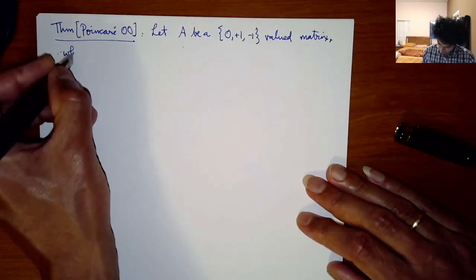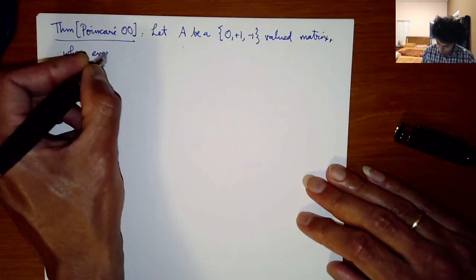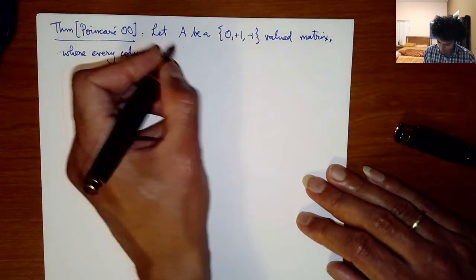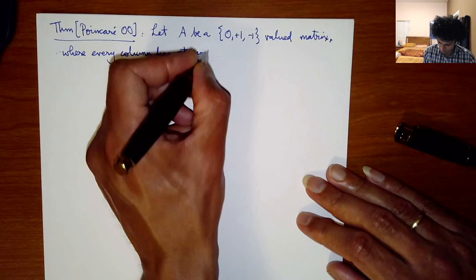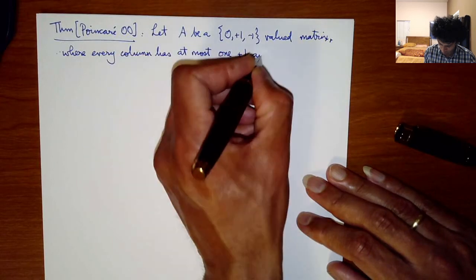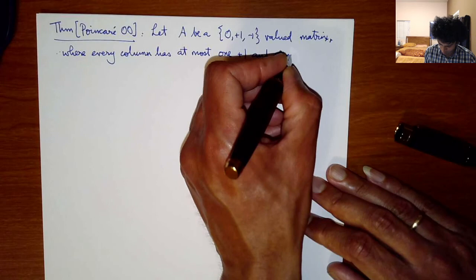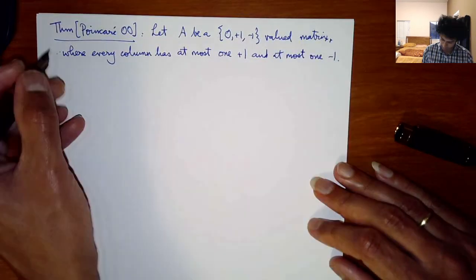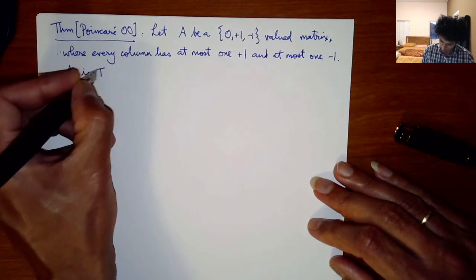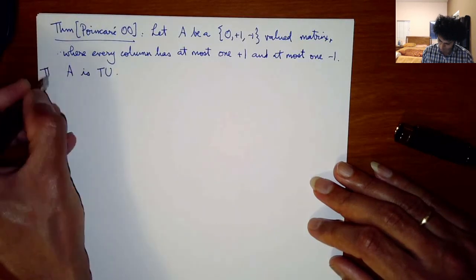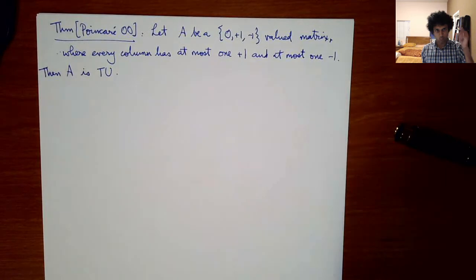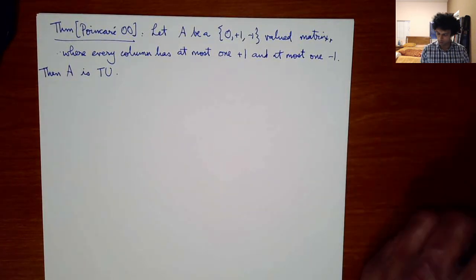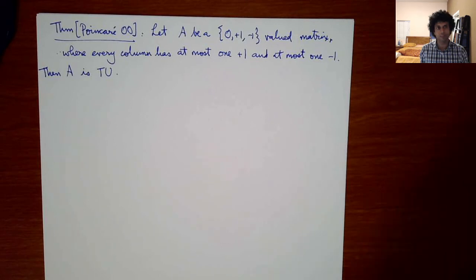Matrix where every column has at most 1 plus 1 and at most 1 minus 1. Then A is totally unimodular. So if every column has at most 1 plus 1 and 1 negative 1, then the matrix is totally unimodular. And this you can argue explicitly by looking at the square submatrices.